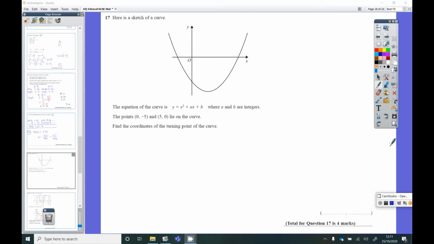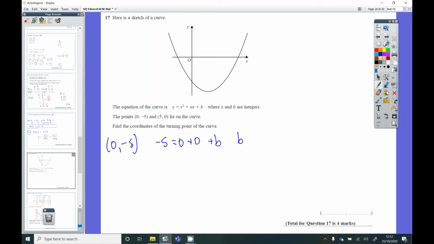Question 17. So we're told 2 points on the line. So we've got 2 unknowns and we've got 2 points. So we can just basically substitute each of these points in to work out what a and b are. So first of all, let's consider the point 0, minus 5. So we know when x is 0, y is minus 5. So substituting that in, minus 5 equals x squared, so 0 squared, which is 0, plus a times 0, which is 0, plus b. So we can see straight away that b must be minus 5.